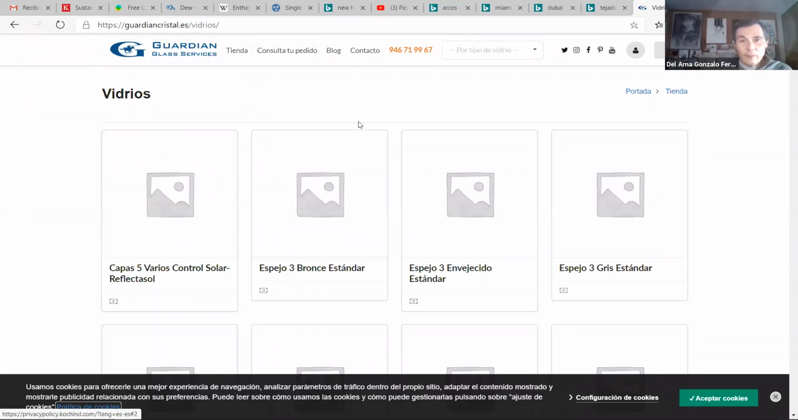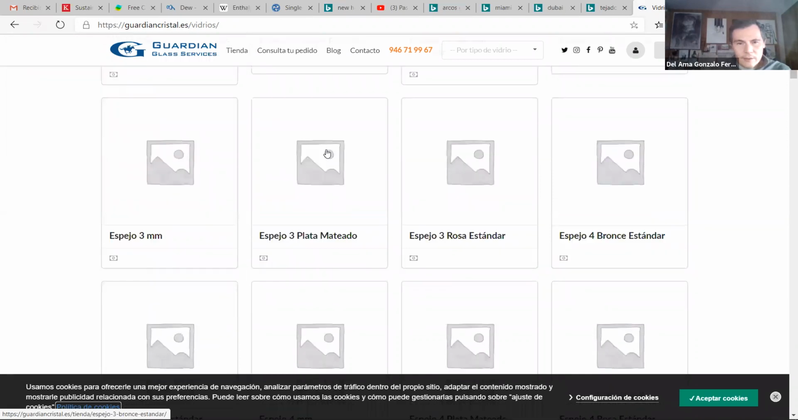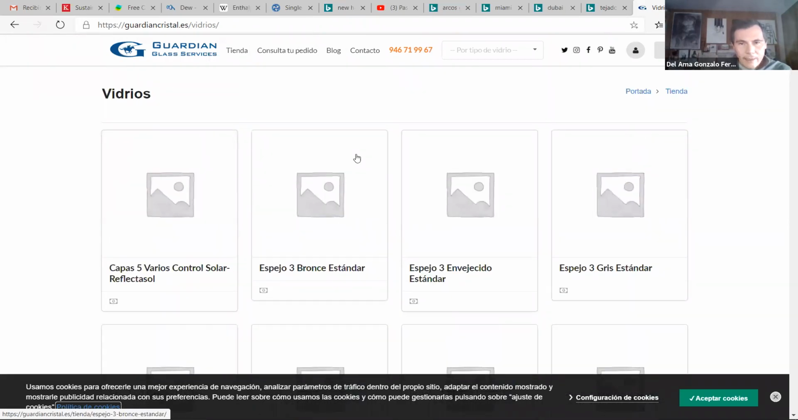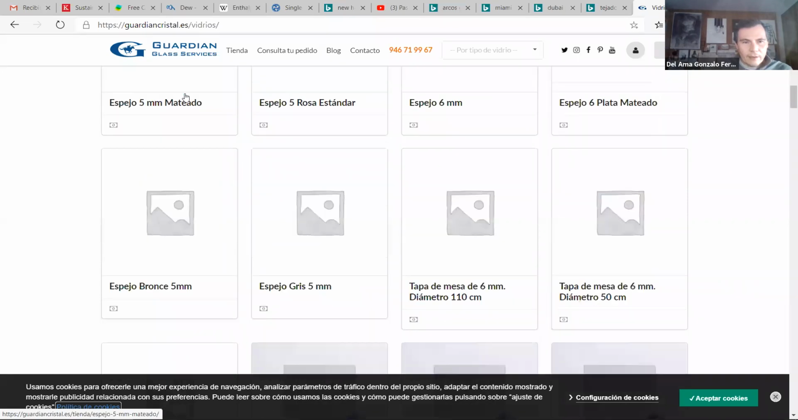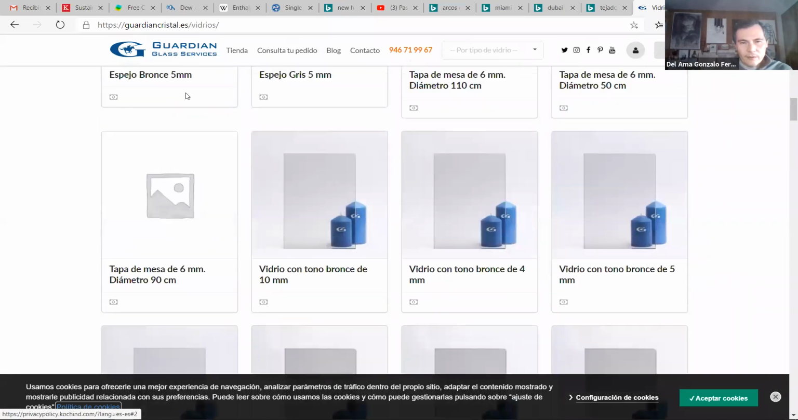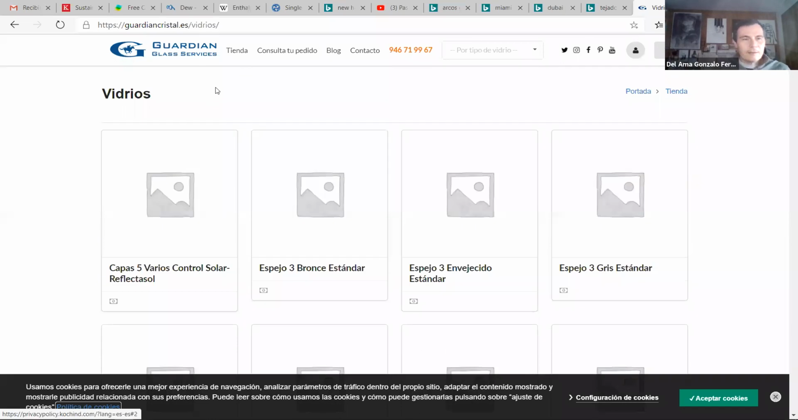Well, this is the logo, but I can't open the US website. Anyway, if you are interested in that, just Google Guardian Glass Services, and you will find a lot of information about different glasses. There are thousands of possibilities in windows. It's an amazing world what we can do with glass. So I think Guardian is the most important glass manufacturer in the United States.